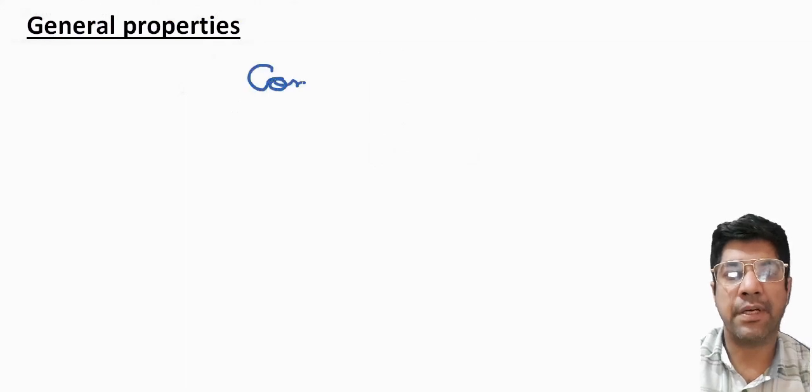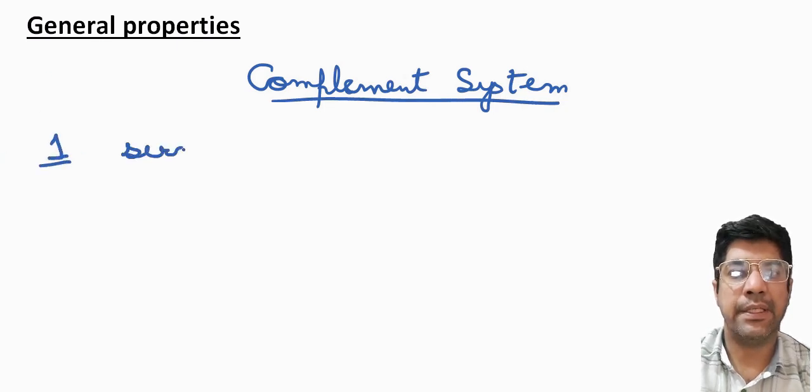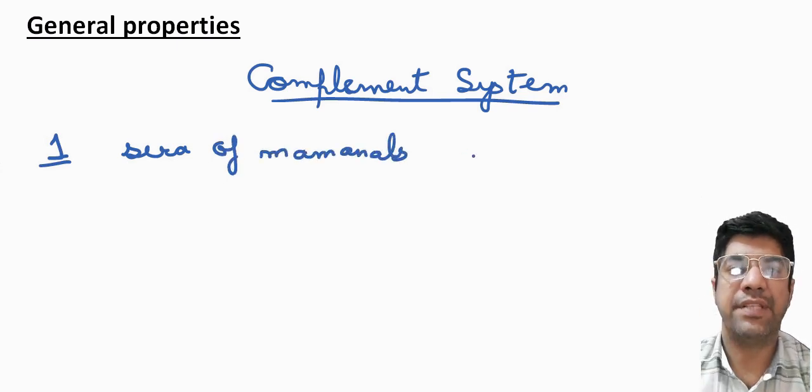Today's topic is the complement system. Now the complement, we know it is found in the sera, that means the blood plasma, of all the mammals and many other animals including the birds, amphibians and the fishes.